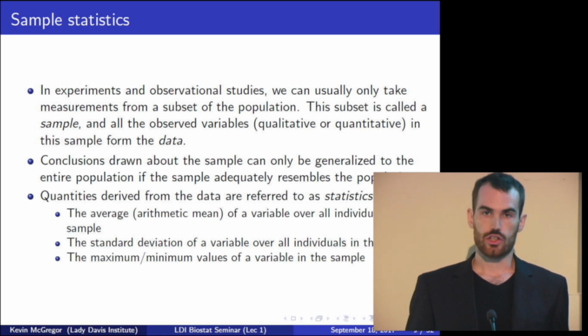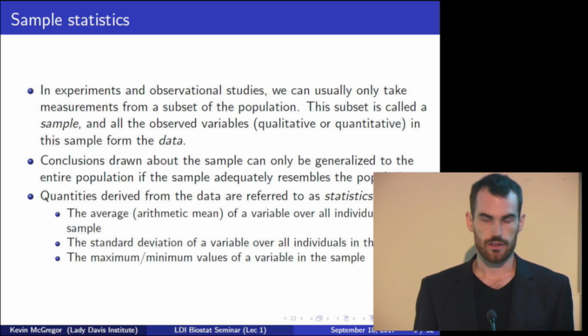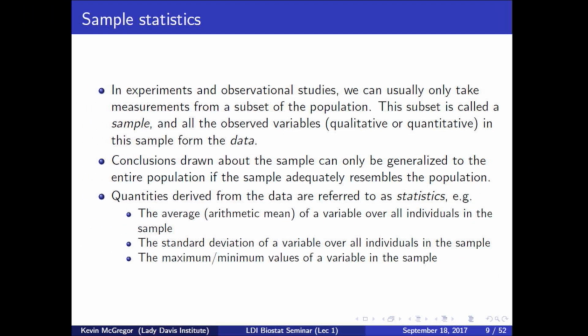If we want to make conclusions from our sample and generalize them to the entire population, we have to make sure that our sample adequately resembles the true population. So if I were to take a poll of everyone in this room, of course, I can't use that data to generalize to the entire population of Canada because there's a very specific makeup in this room. So that's something that we always have to be conscious about, whether or not what we have in our sample is going to generalize well to some population of interest.